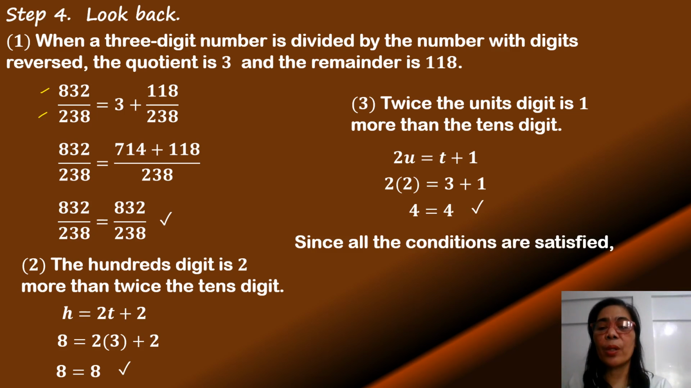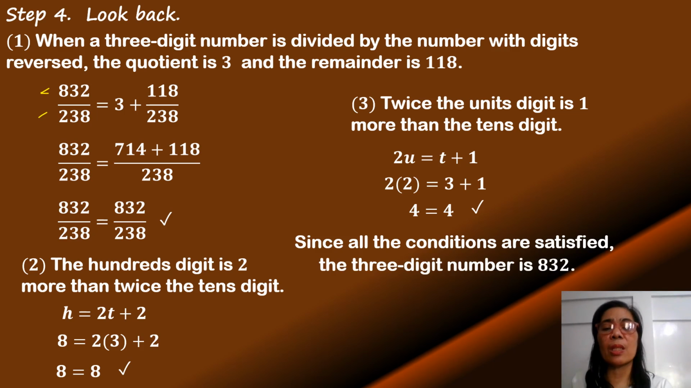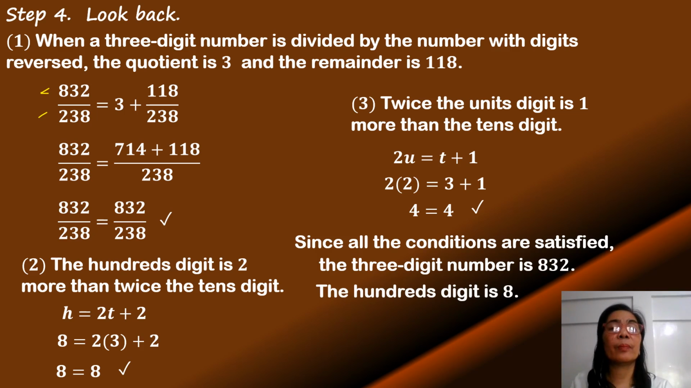So having all the conditions satisfied, therefore, the three-digit number that we obtained is indeed 832. Again, take note that what is asked in the problem is only the hundreds digit. That means the hundreds digit of the three-digit number is 8. I will end my discussion in here.